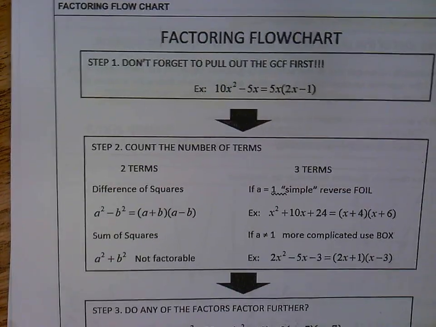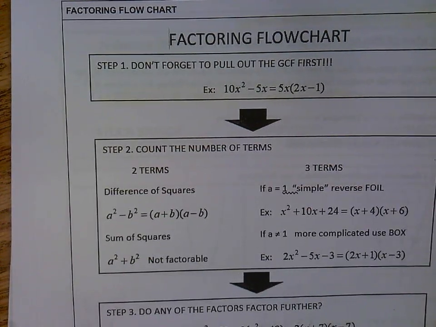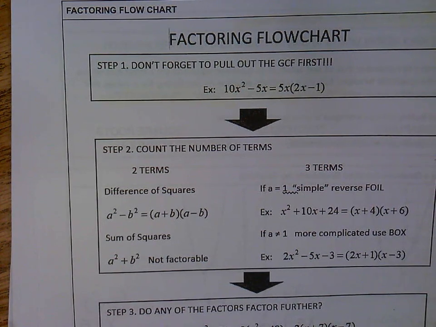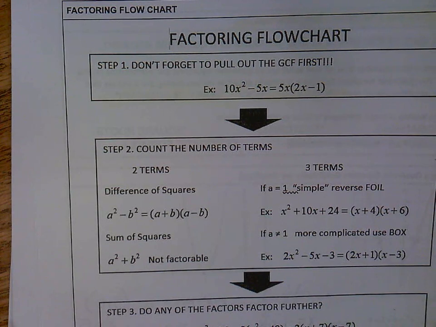And your first step is always to pull out the greatest common factor. And your second step is to count your number of terms. 2 terms, you might have difference of squares. Today, we're going to have 3 terms. So this is on page 3.2. So the factoring flow chart, pull out your greatest common factor, then you decide if you have 2 terms or 3 terms. Maybe this is a difference of squares. Maybe not.